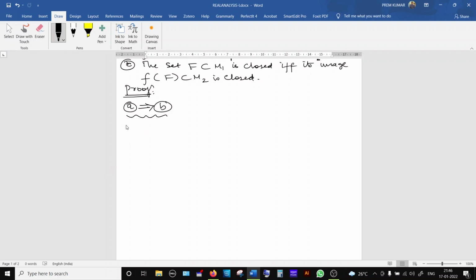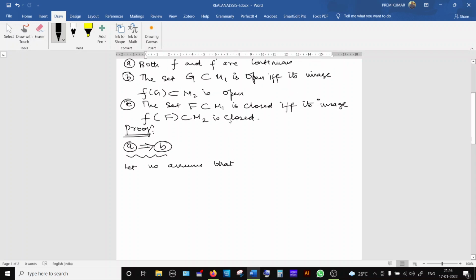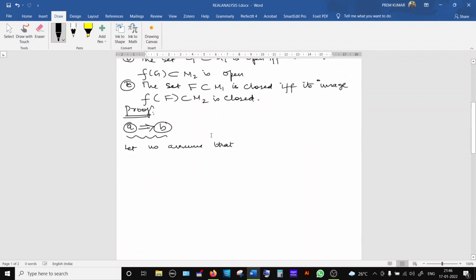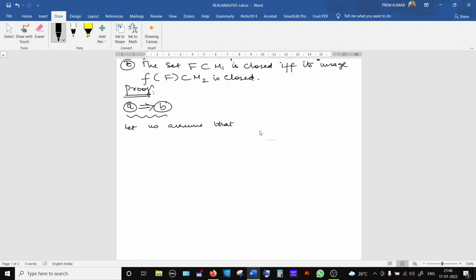What is the assumption we are going to make here? We assume that both the function f and f inverse are continuous. This is the assumption. That is, A is true, we have assumed. So we are going to prove that B is true.